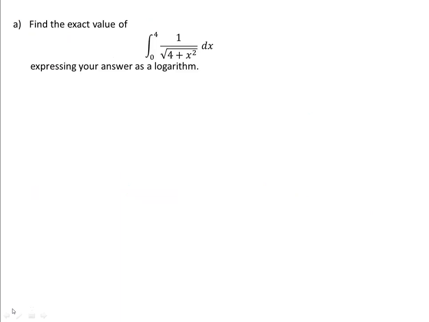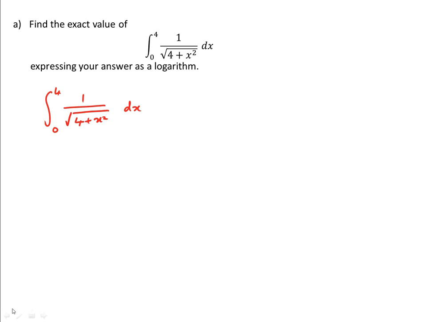Moving on to our final example, we have a couple of integrals to do. The first one we have to do is to find the exact value of the integral between 0 and 4 of 1 over root of 4 plus x squared. Well, in this case we have a standard integral which is given in the formula booklet, so we can make straight use of that.